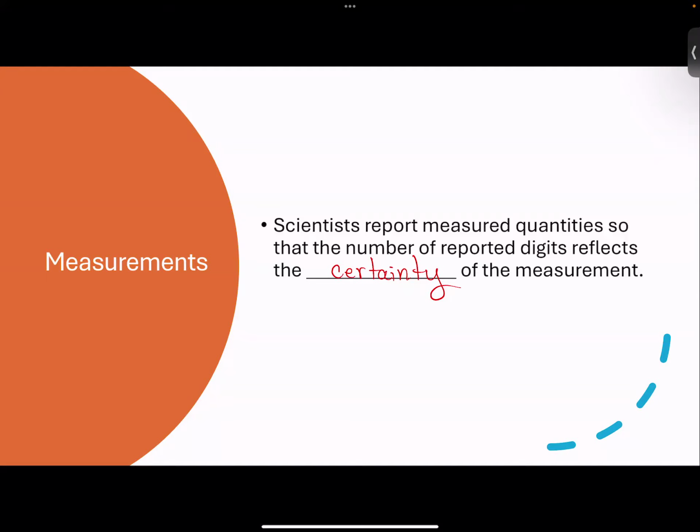I'm going to get more precise data. And probably because that instrument measures to 2 decimal places, my data is going to be more accurate than that one that only gave me 1 decimal place. So that certainty makes a huge difference.